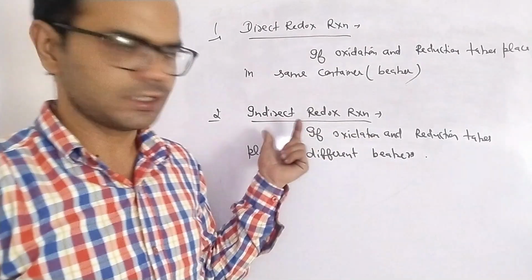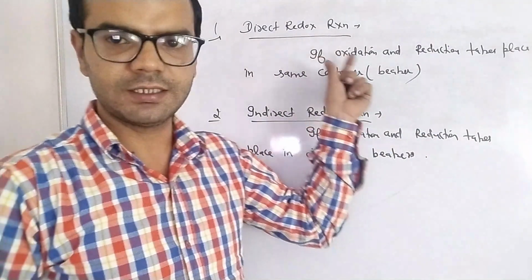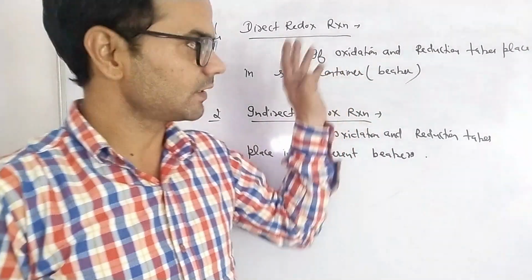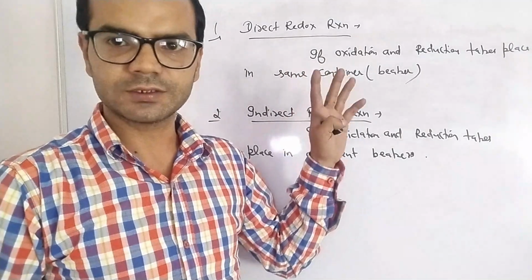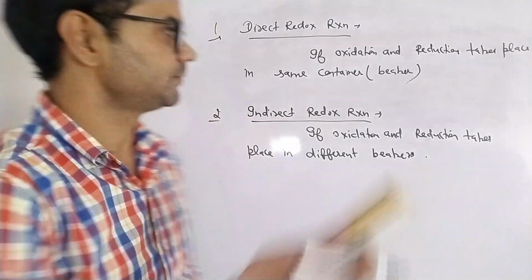In indirect redox reaction, electron will travel a long distance, but in the direct redox reaction, electron will travel a short distance. So these are the 5 basic types of redox reaction. Now let us understand what is reduction and oxidation.